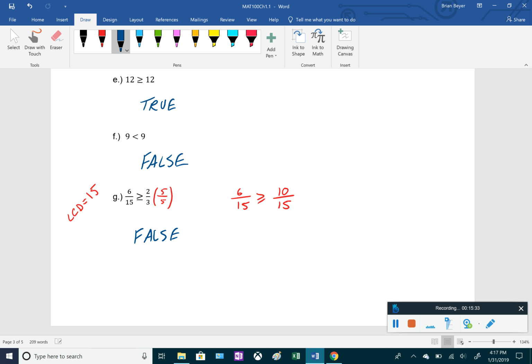So when you are comparing fractions with an inequality, it's best to get common denominators first and then compare the numerators. Okay, so this is actually it for chapter 1.1.